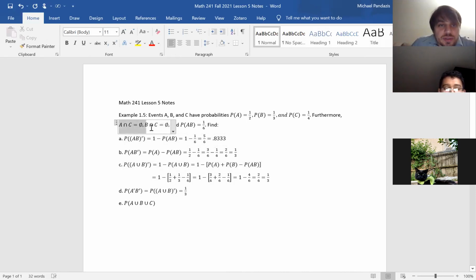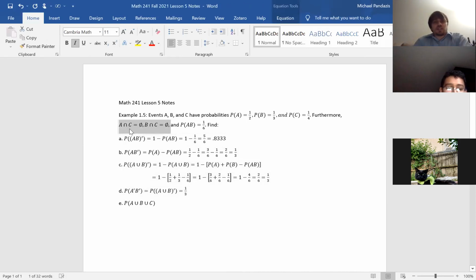So let's look at these two conditions in the problem. A intersection C is the empty set, and B intersection C is the empty set. Okay, so let's go to the whiteboard.